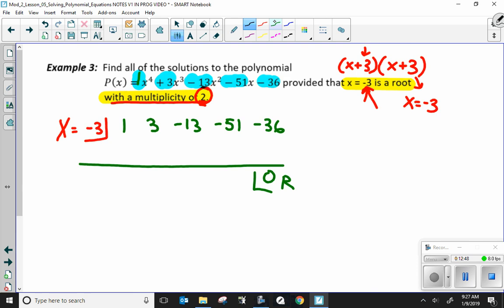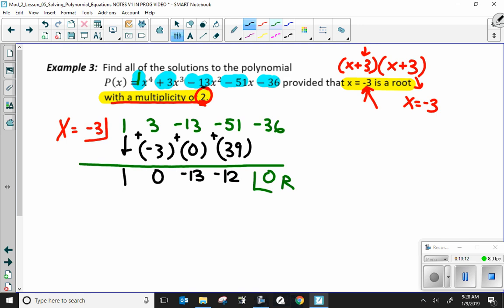I'm going to go through this a little bit quicker. Okay, we're past the crawling stage. Drop the 1. Negative 3 times 1 is negative 3. I add these to get 0. I multiply negative 3 times 0, 0. I add these to get negative 13. Multiply negative 3 times negative 13 and get 39. If I add those, I get negative 12. And negative 3 times negative 12 is a positive 36. And when I add those, I indeed get 0.